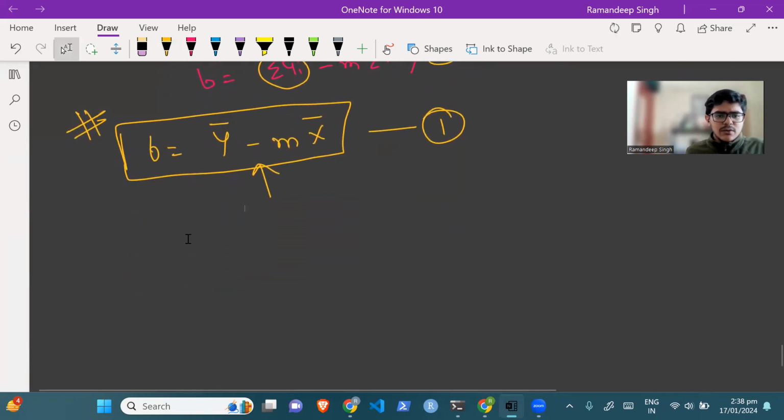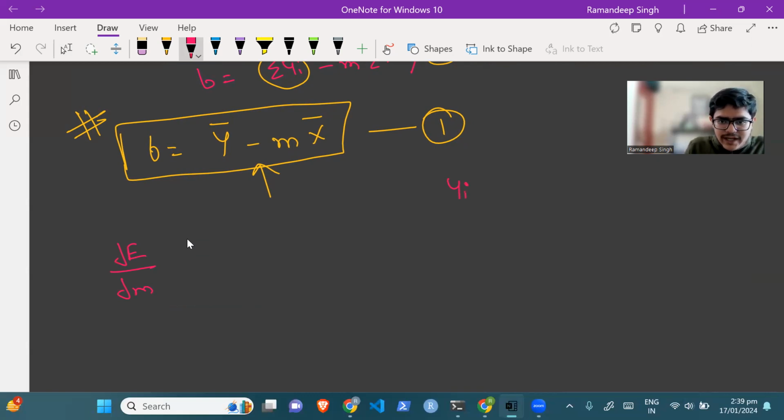Second, now I will differentiate my error function with respect to m. My error function is yi minus yi hat whole square, which is equal to yi minus mxi minus b whole square.